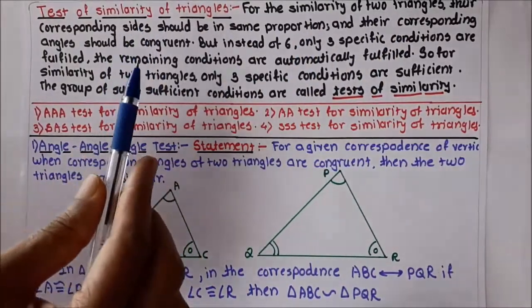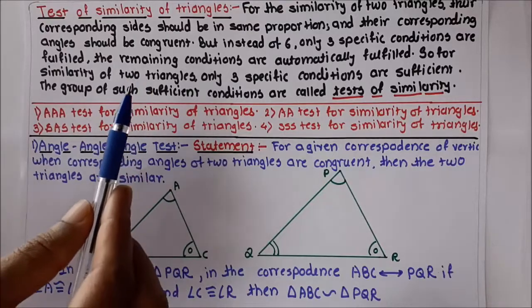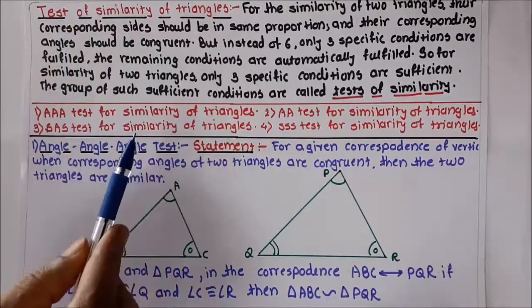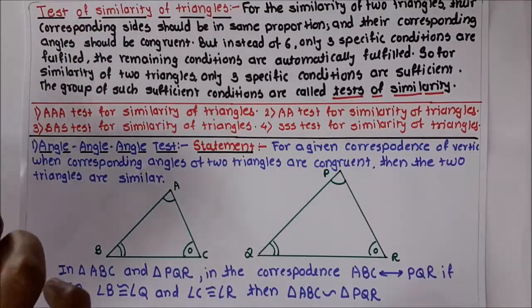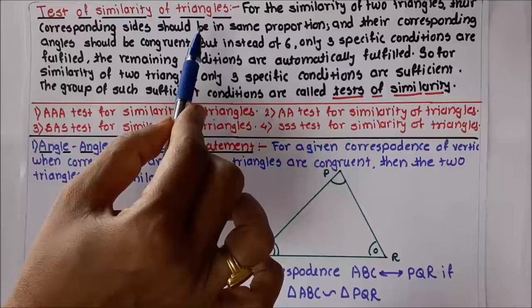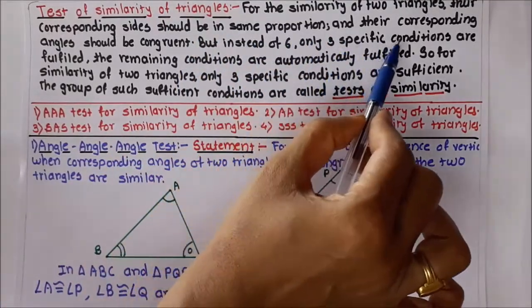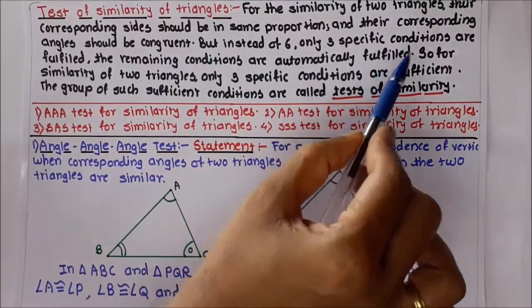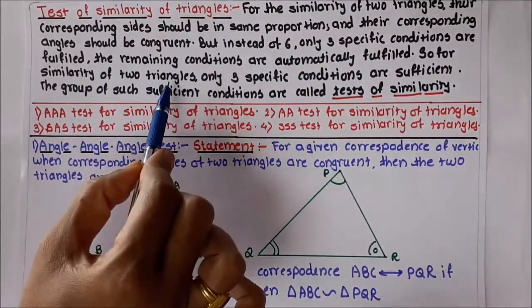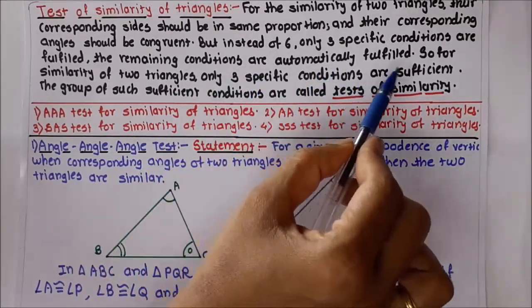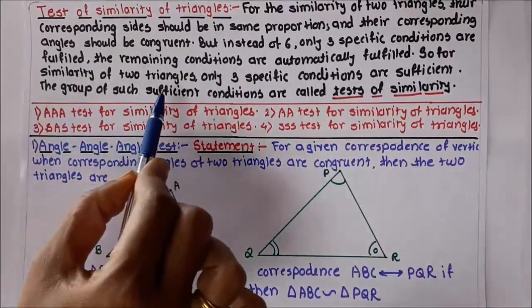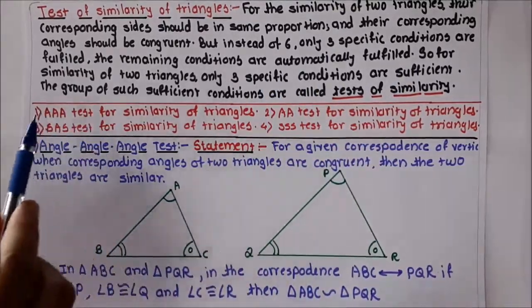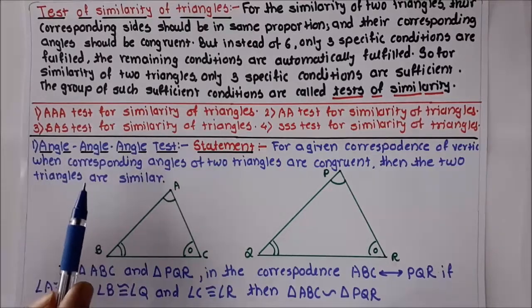Now you know that if we are considering two triangles, means 6 sides are there and 6 angles are there. But it is not necessary that all 6 sides and all 6 angles we have to check. Means instead of 6, if only 3 specific conditions are fulfilled, the remaining conditions are automatically fulfilled. So for similarity of two triangles, only 3 specific conditions are sufficient, and a group of such sufficient conditions is called tests of similarity.